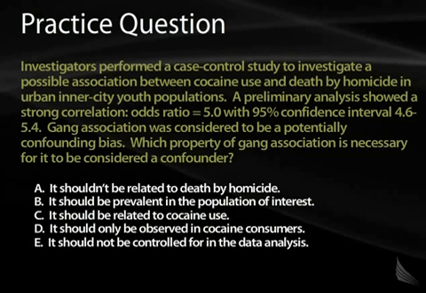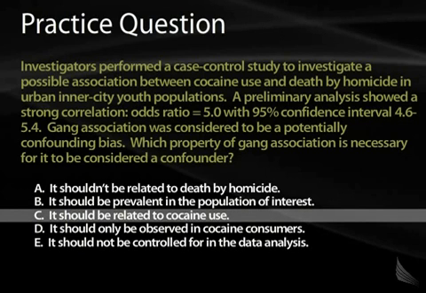The definition of a confounder is a third factor or a third risk factor which is associated both with the risk factor under study and the outcome measure under study. So in order for gang association to be a confounder, it must be associated with both cocaine use and death by homicide. In this case, the only one of the 5 answers which contains at least one of those 2 is answer C, that it should be related to cocaine use.